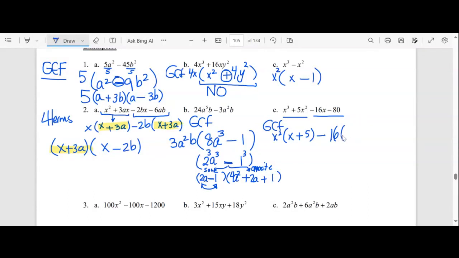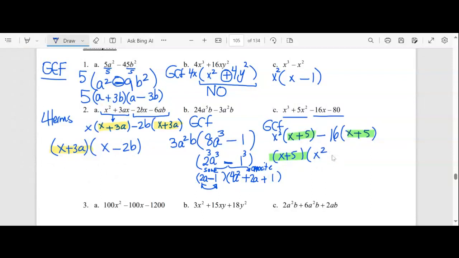So what's left? Can we take x or just 16? So what's left? X plus 5. Do we have the same common factor? What's the common factor? X plus 5. So take x plus 5 outside.